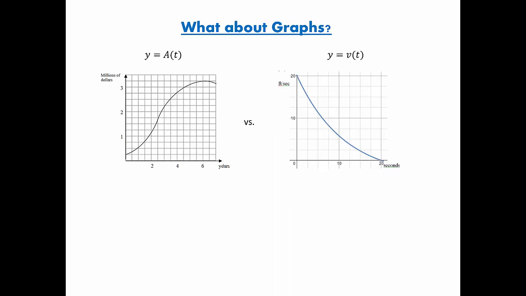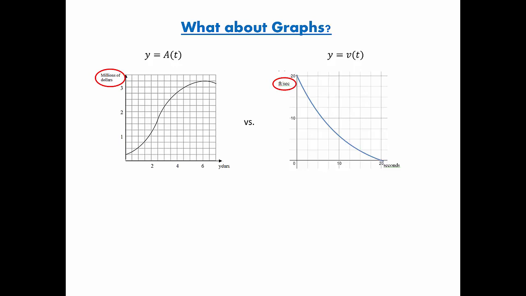And lastly, what about graphs? So let's look at the difference between these two graphs. They don't necessarily look all that different other than the fact that they're clearly different graphs. But look at the units. Millions of dollars is on the left-hand side. Feet per second is on the right-hand side. The right-hand graph has derivative type units. Derivatives are slopes. Derivatives are slopes of tangent lines, and slopes are fractions. So those units right there tell you that they're derivatives.